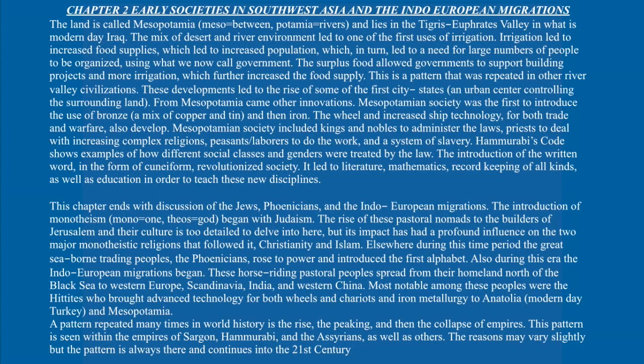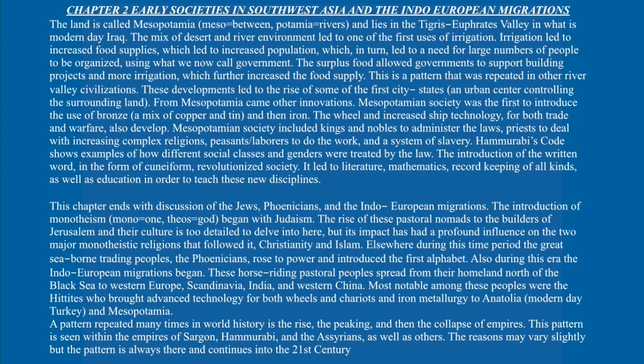Irrigation led to increased food supplies, which led to increased population, which in turn led to a need for large numbers of people to be organized using what we now call government. The surplus food allowed governments to support building projects and more irrigation, which further increased the food supply. This is a pattern that was repeated in the other river valley civilizations. These developments led to the rise of some of the first city-states, an urban center controlling the surrounding land.